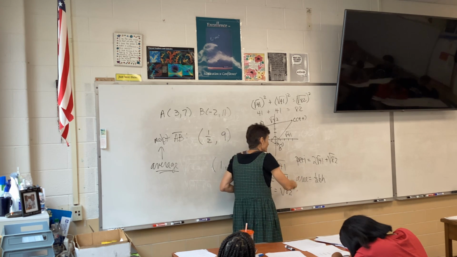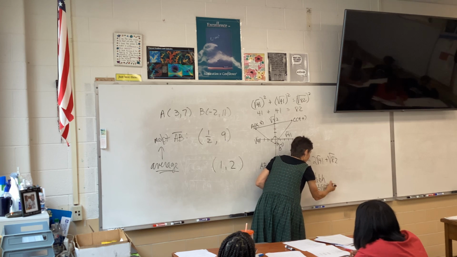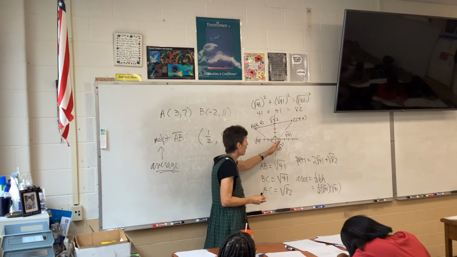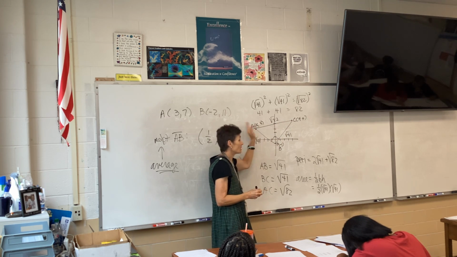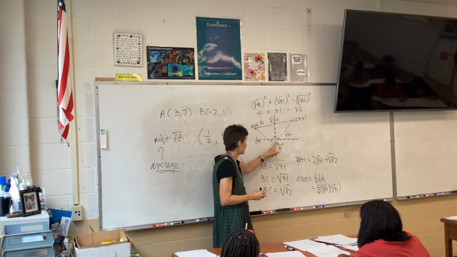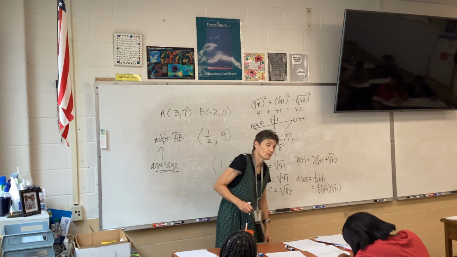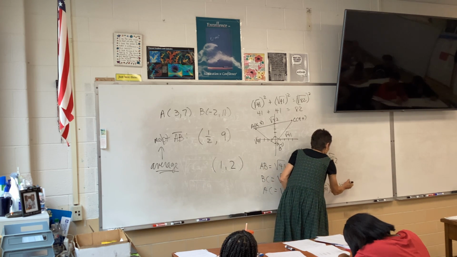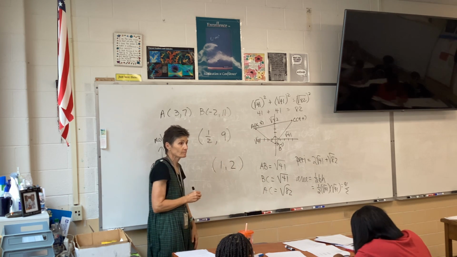So the area of this triangle is 1/2 root 41 times root 41. The base and the height are the 2 legs, not the hypotenuse, the 2 legs. They're the ones that make the 90-degree angle. Well, what's root 41 times root 41? 41. So our area is 41 over 2.